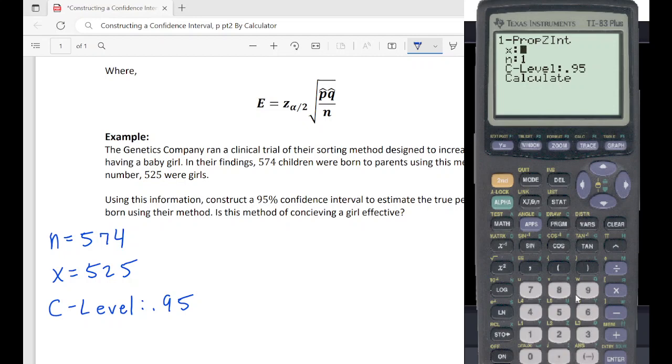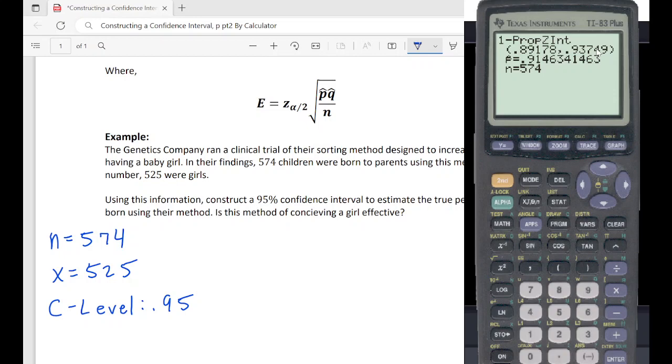So for x is going to be 525. For n is going to be 574, and always make sure that your n value is greater than x. If you get them switched, it will come out as an error. Our confidence level is 0.95, which is defaulting to it already, which makes it easy. We go down to calculate, we hit enter, and we get our confidence interval right here, 0.89178 to 0.93749.